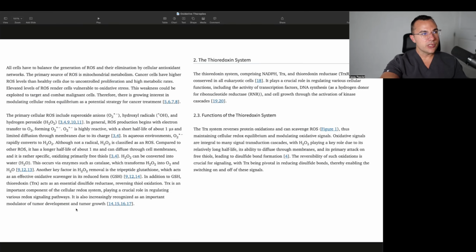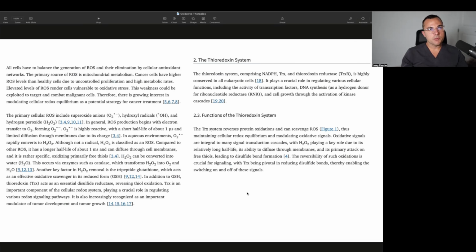In addition to GSH, thioredoxin, TRX, acts as an essential disulfide reductase, reversing thiol oxidation. TRX is an important component of the cellular redox system, playing a crucial role in regulating various redox signaling pathways. It is also increasingly recognized as an important modulator of tumor development and tumor growth.